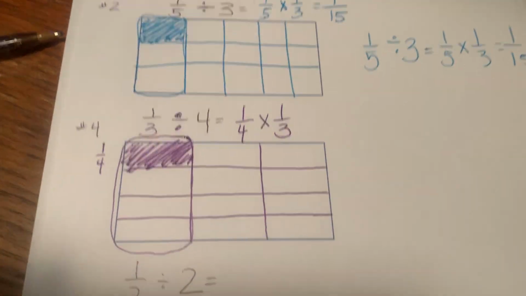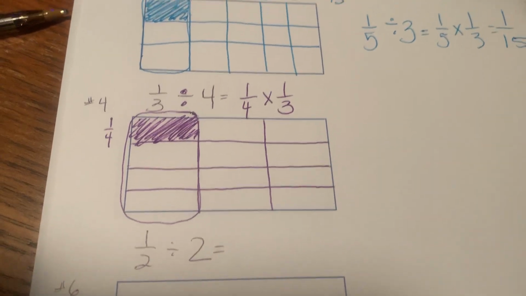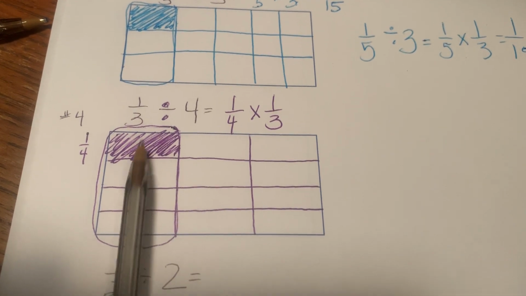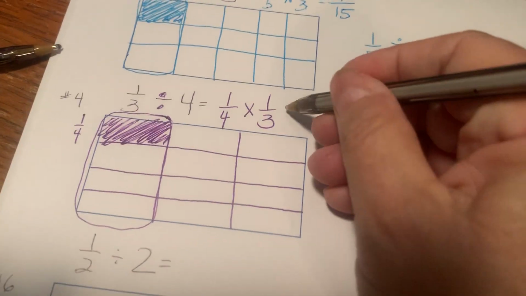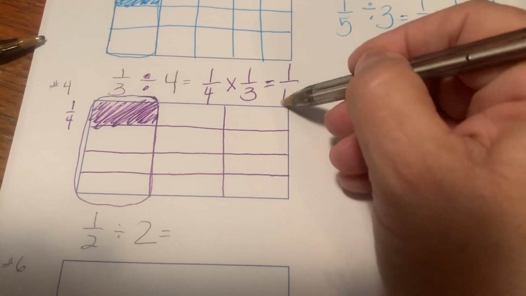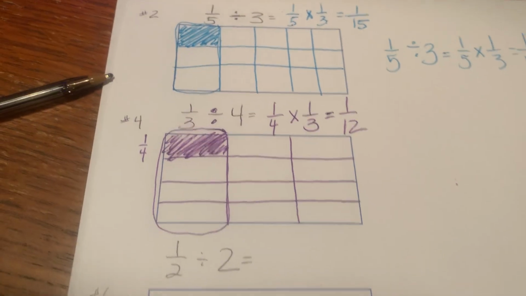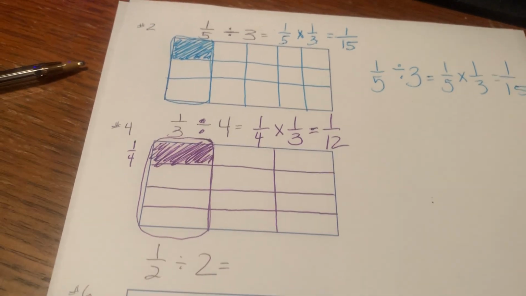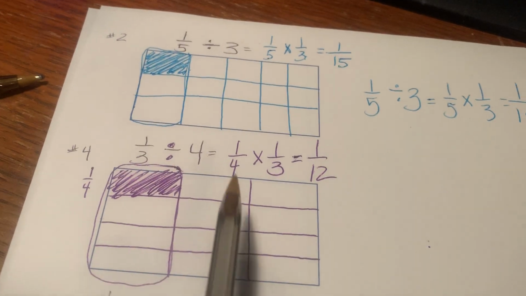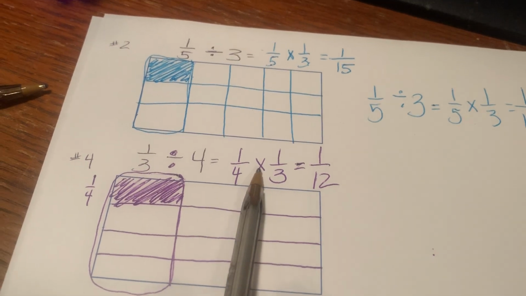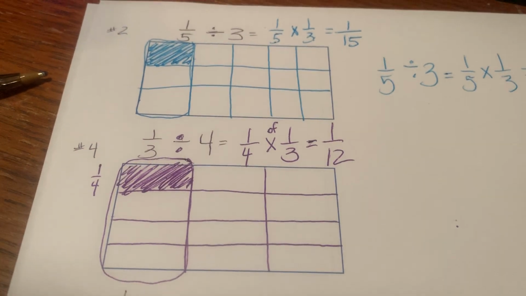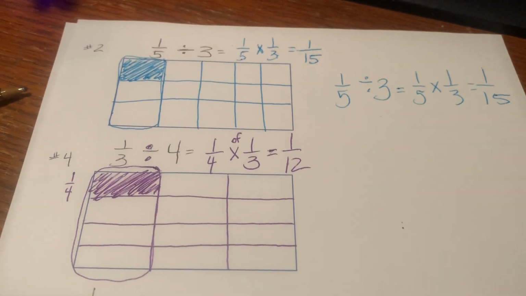And look at that whole picture in totality, and I see that there is 1 out of, let's count, 4, 8, 12. 1 of those 12 pieces is shaded. So 1/3 divided by 4 is the same as 1/4 of 1/3, because remember, we can think of the word of instead of the multiplication, equals 1/12.